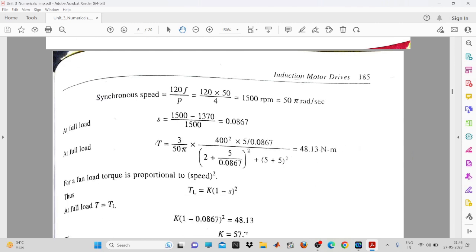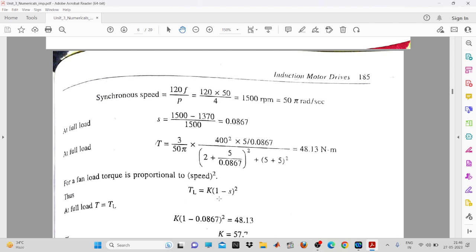Now for a fan load, that is torque is proportional to the speed square, I already mentioned, and if you're having any doubt, just refer to unit number one, you'll come to know this thing. So it can be written as k into, proportional means what? Something k will be there. K is a constant value, fine. If you just write, TL is proportional to N square, fine.